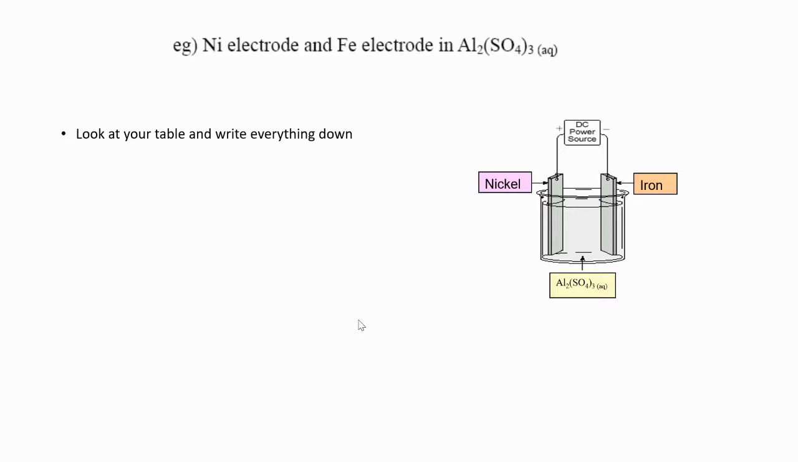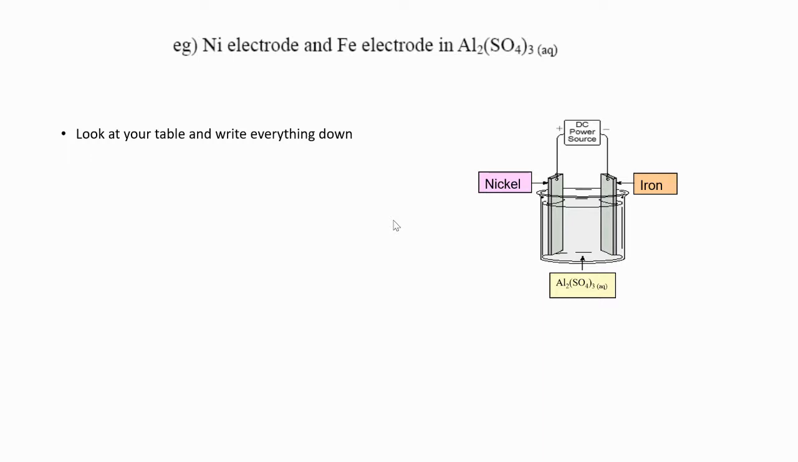I want to dissociate the salt into ions. So I have SO4 2 minus and Al3 plus. I have my iron electrode and my nickel electrode. I hooked my iron up to the negative terminal. That is my cathode. I hooked my nickel up to the positive terminal, and it is going to be my anode. What I have to decide at the anode is my anion, water, or my nickel.